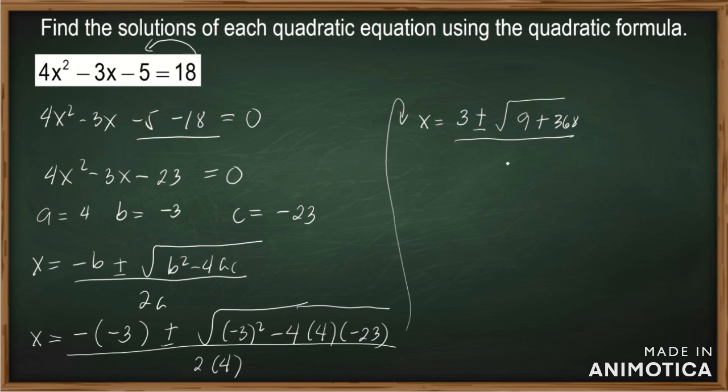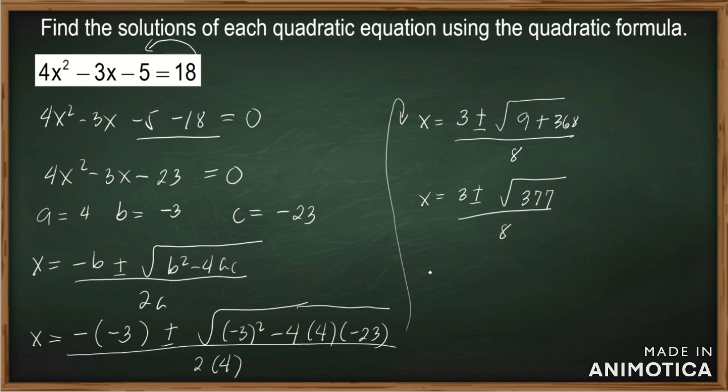Divided by 2 times 4 is equal to 8. So we have now x is equal to 3 plus minus the square root of 368 plus 9, which is equal to 377. Okay. So obviously, walang perfect square factor sa 377, so it remains in the radical sign. So you have over 8.